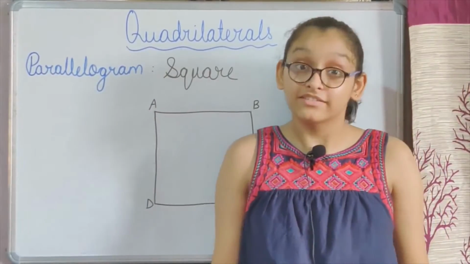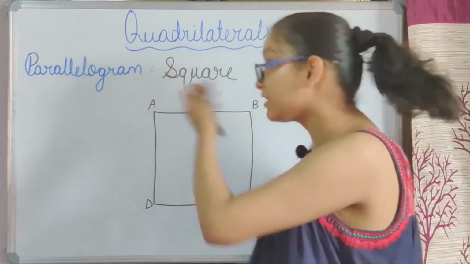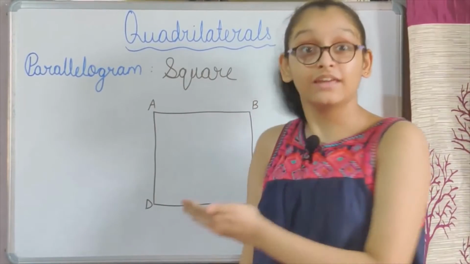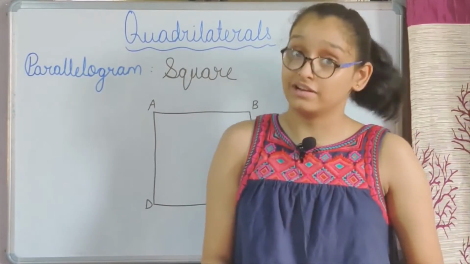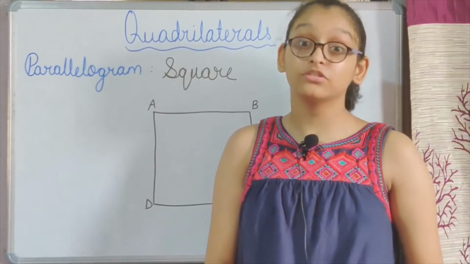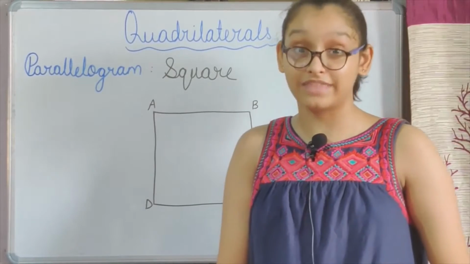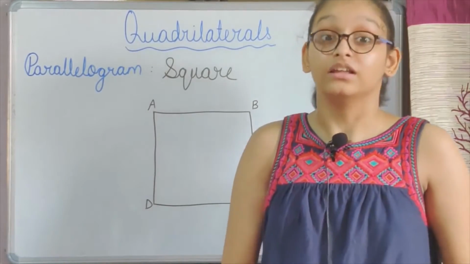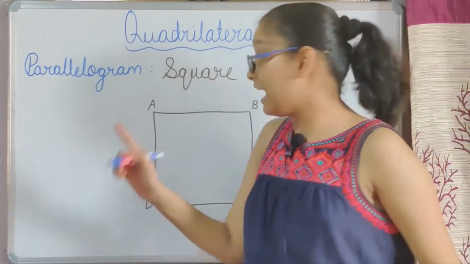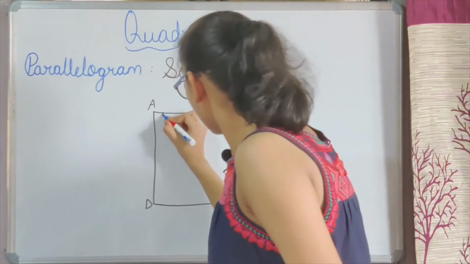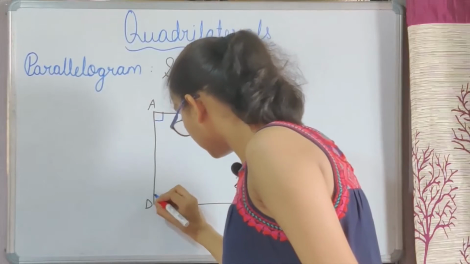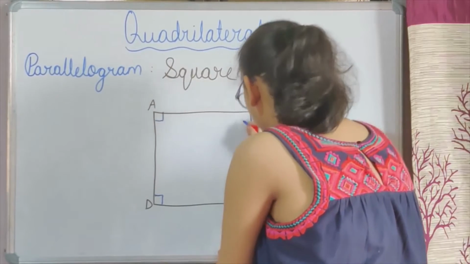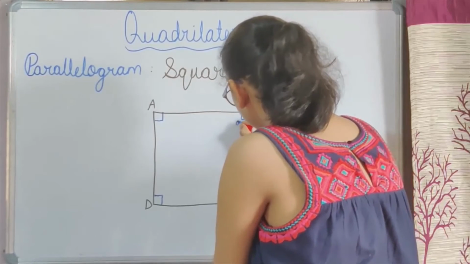So now let's start with the properties of the next parallelogram, which is square. ABCD is a square here. So now let's start with its properties. The first property of square is that all of its interior angles are of 90 degrees. This means that angle A, angle D, angle C and angle B are equal to 90 degrees.